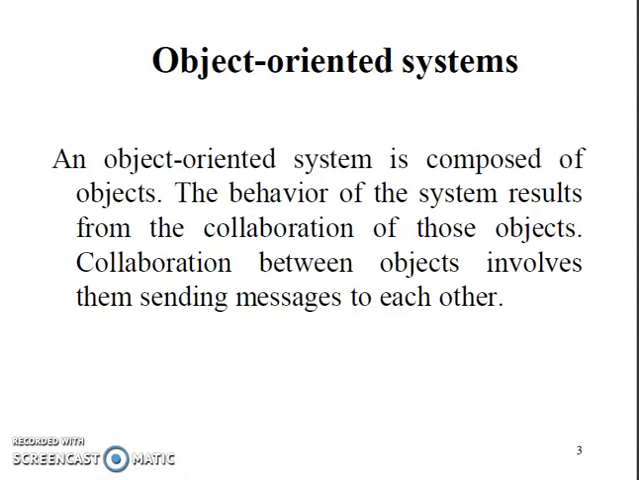Let us discuss what object-oriented systems are. An object-oriented system is composed of objects. The behavior of the system results from the collaboration of those objects. Collaboration between objects involves them sending messages to each other. Sending a message differs from calling a function in that when a target object receives the message, it itself decides what function to carry out to service that message.